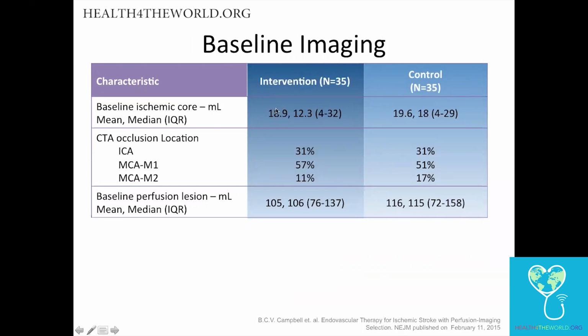So here are the baseline cores in terms of the actual stroke volume. It's about 20 mLs in both. And again, the M1 is the most common location. And here's the baseline perfusion lesion. So you can see these are quite similar.